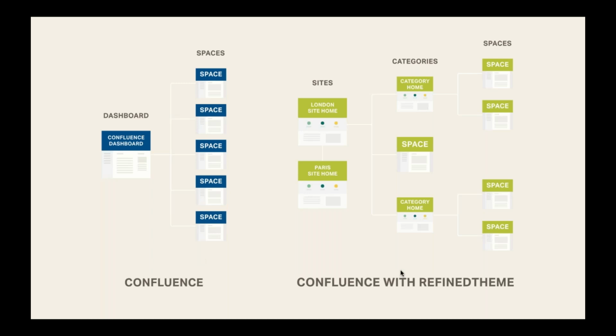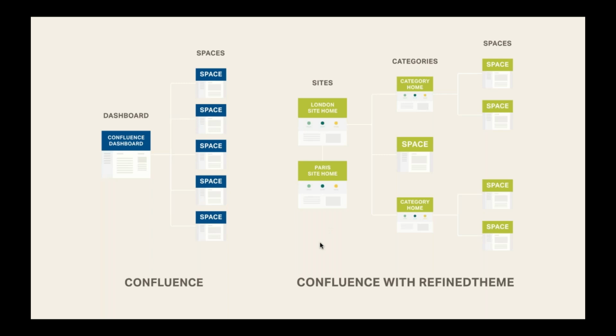So with our app, what we do is we keep that good functionality. So we have the spaces, but what we do is we allow you to organize these spaces into categories, like you see here, which can then be organized into a site. And then if you so wish, you can have an additional site. So in this case, these categories that you see here, they would sit in a top navigation menu within the London site home, but then you could also navigate to the Paris site home.